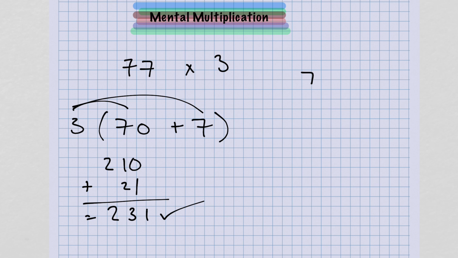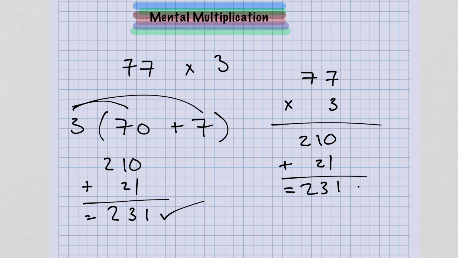Now if you look at that side by side with the other technique, it looks like this. 77 times 3. Now I'm simply starting here, 3 times 70. I hold that number inside my head. 210 plus 21. This is how I do mental arithmetic. 3 times 70 is 210, plus 3 times 7 is 21. Gives you 231.